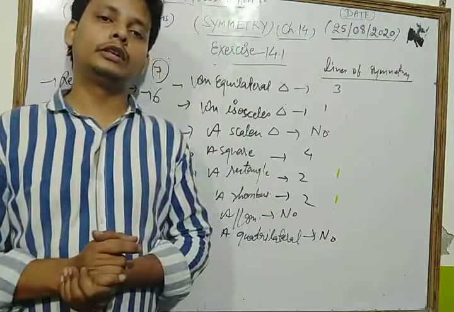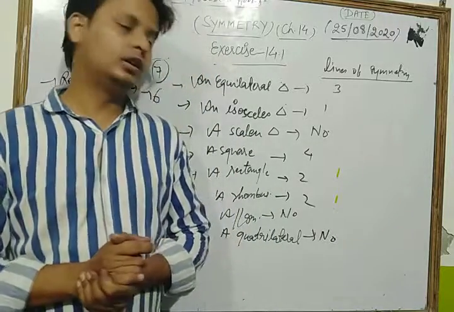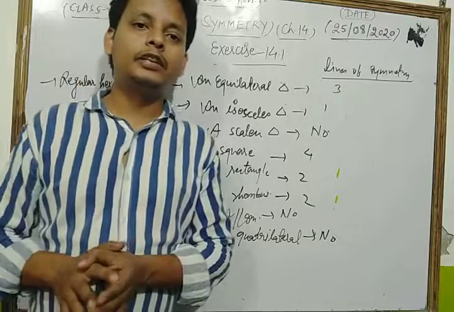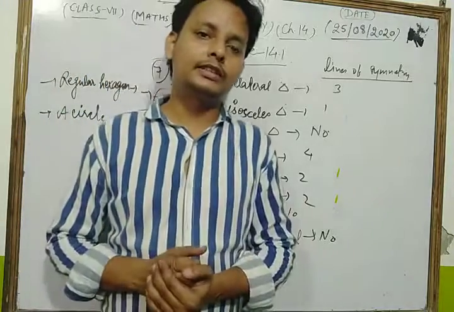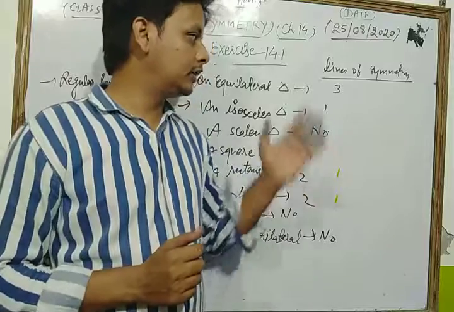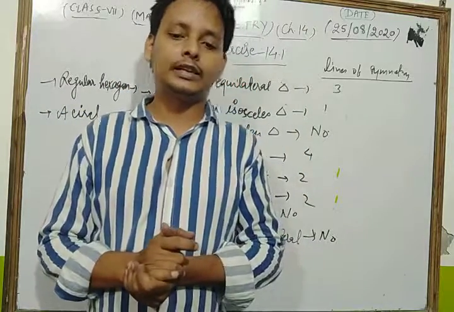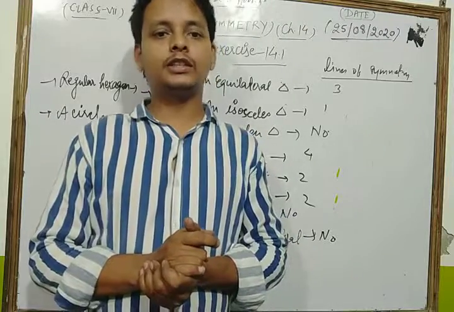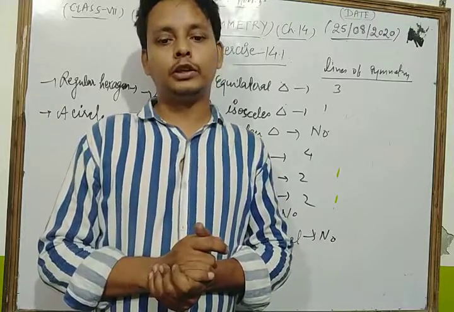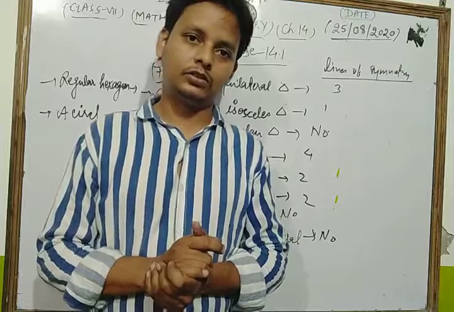Now dear student, in this way we discussed this chapter, different types of polygons, regular polygons and their lines of symmetry. So now dear student, revise all the topics which we discussed in this class. After that, complete exercise 14.1. You can solve every question of that exercise. In the next class we will discuss rotational symmetry, which is your next exercise. Okay, thank you.